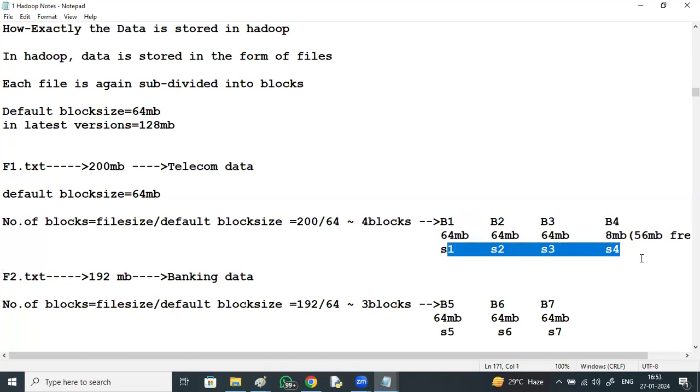In Hadoop, data is divided into blocks, and the blocks are distributed across multiple slaves. This is fine. Now observe f2.txt, 192 MB. What data? Banking data, not telecom data.